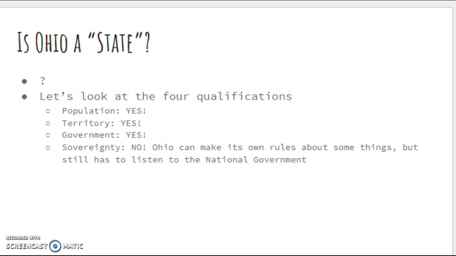So is Ohio a state? Let's look at the 4 qualifications, which we've kind of done already, but just as review. Population, yes. Territory, yes. Government, yes. Sovereign, no. Ohio can make its own rules about some things, but still has to listen to the national government and the Constitution.